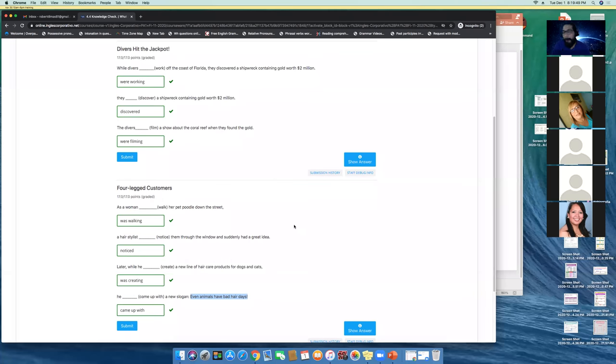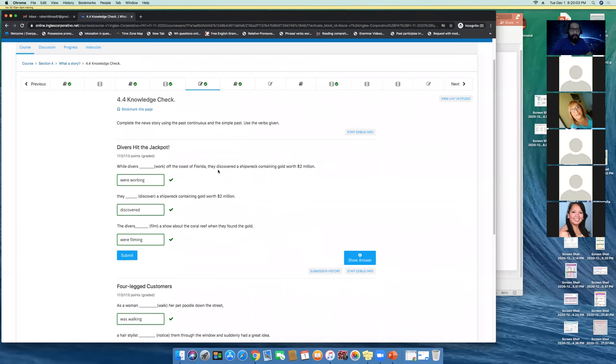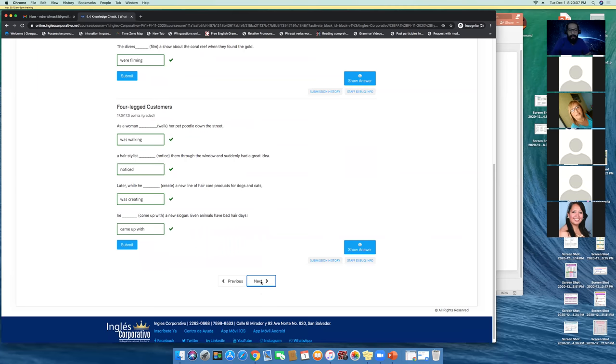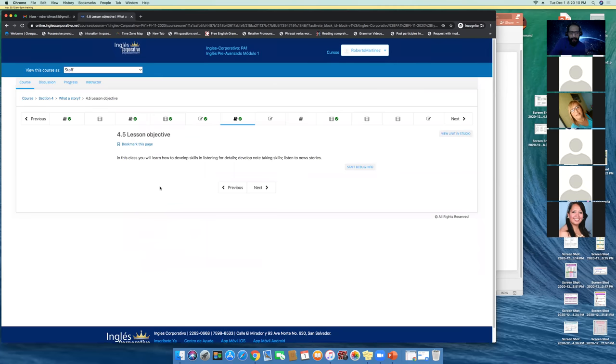Okay, now it gives you a little bit of problems at the very beginning because sometimes we put a dot or a comma or something like that. But eventually, I think we kind of work it out. Y ya podemos poner la palabra correcta o las palabras correctas y ya nos deja pasar. Okay, so this is knowledge check 4.4. And then we move along. We go to lesson 4.5.